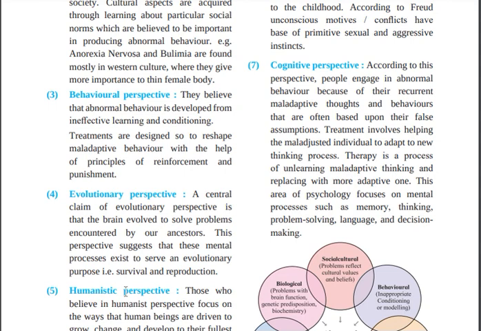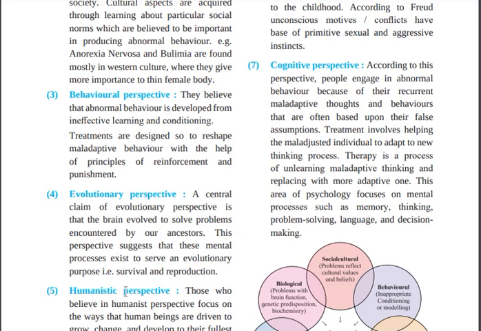Now the fourth one, the evolutionary perspective. First of all, we need to understand what evolutionary is. Evolution means evolve. Evolve means that over a certain period of time this behavior occurs. A central claim of the evolutionary perspective is that the brain evolved to solve problems encountered by our ancestors. The perspective suggests that these mental processes exist to serve an evolutionary purpose, survival and reproduction.